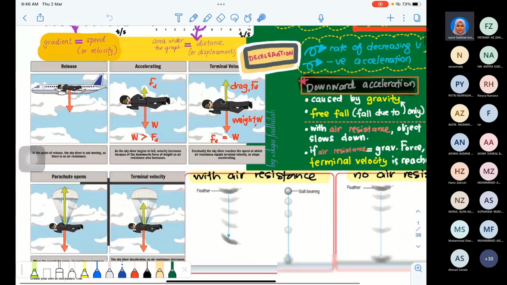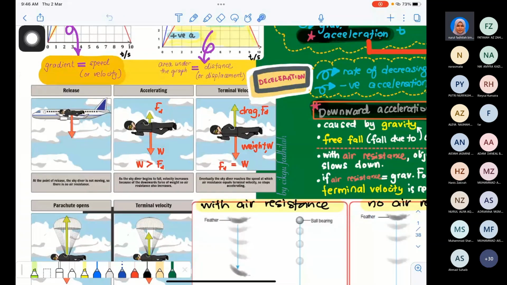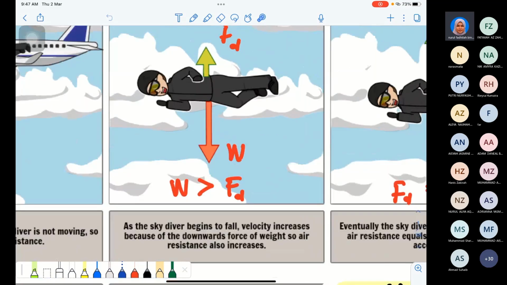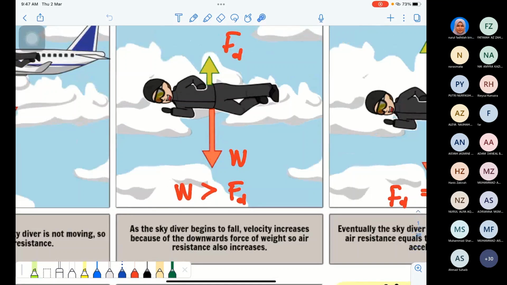What is the meaning in terminal velocity? Okay. Jadi ni tengok example, very popular example. Soalan pun banyak tanya tentang ni lah. Gambar dia ekstrim sikit lah. Jadi kat sini ada orang dia tengah flying, okay, ataupun dia nak buat apa tu, parachute ni. Lepas tu release, when is this release, of course lah orang tu akan jatuh. At the point of release, the skydiver is not moving yet, so there is no air resistance, not yet. But as the skydiver begins to fall, velocity increases.